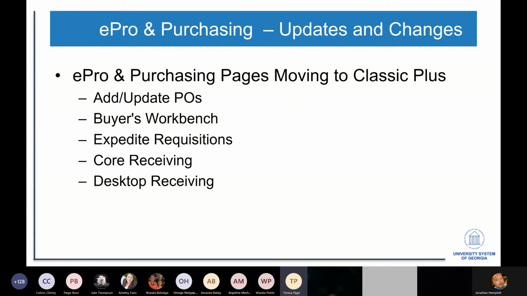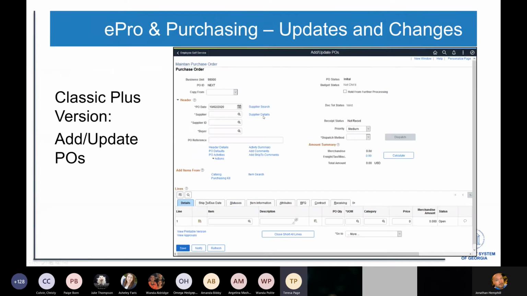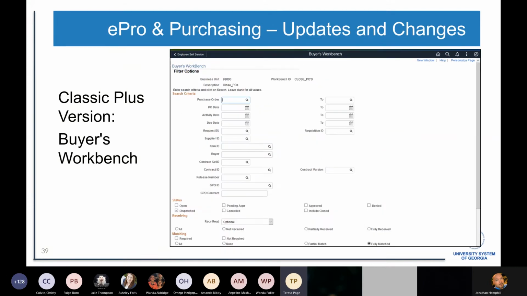Okay, good. So for ePro and purchasing, we also have pages moving to Classic Plus. The pages are listed there, and add update POs, the buyer's workbench, expedite requisitions, core receiving, and desktop receiving will all have a different look and feel after this update. And so I have included, and won't spend a lot of time on them, a screenshot of each page just so you can see the difference ahead of time when you refer back, or if you want to share this to the users at your campus.